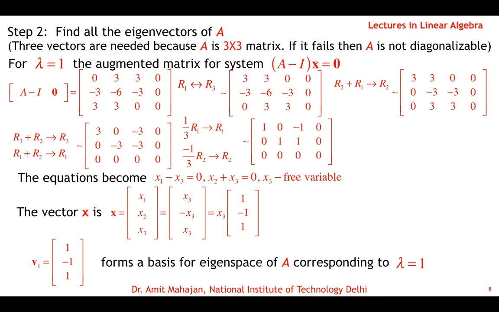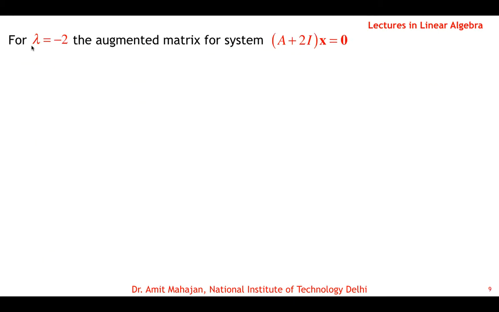Similarly, for the second eigenvalue, lambda equal to minus 2. It is a repeating eigenvalue. So either we will get one eigenvector or two eigenvectors here, because it is repeating two times. Okay, so we have to solve the homogeneous system now, (A minus lambda I)x equal to 0. Okay, so lambda is minus 2, so it becomes A plus 2I.